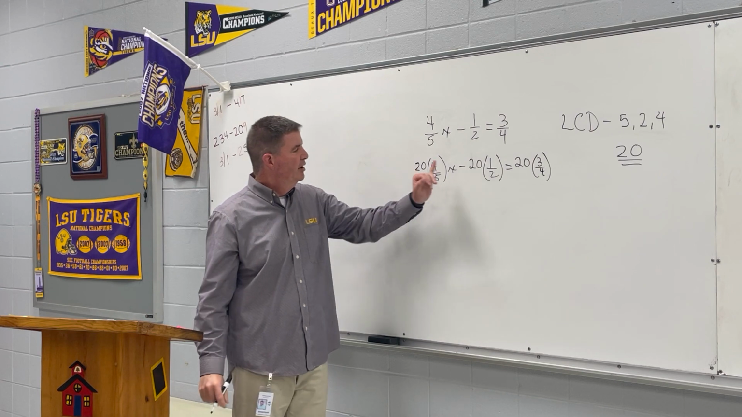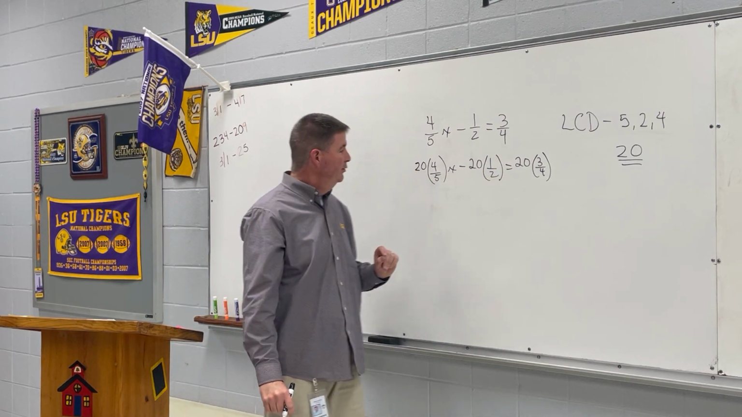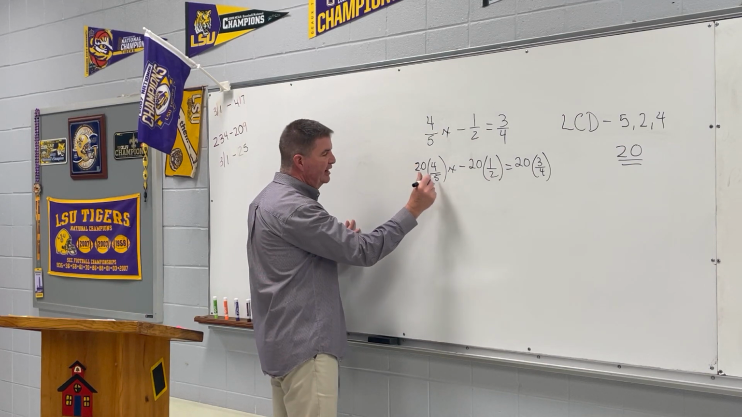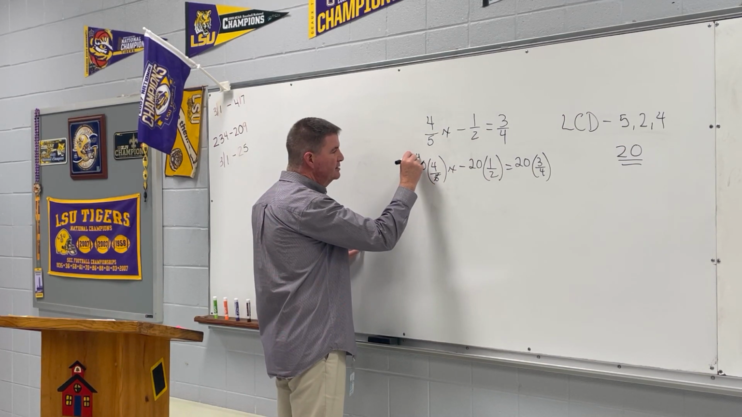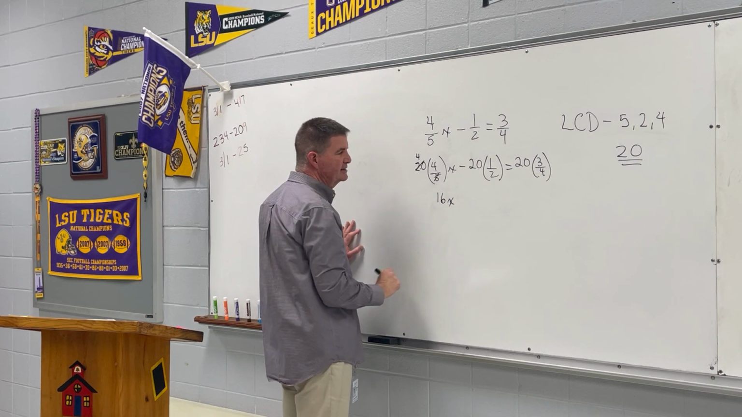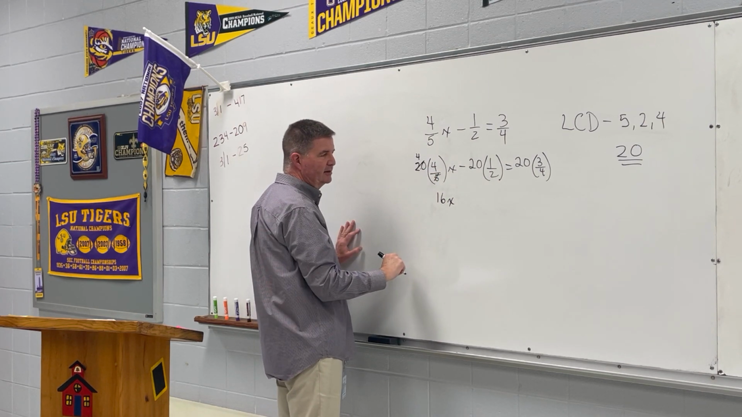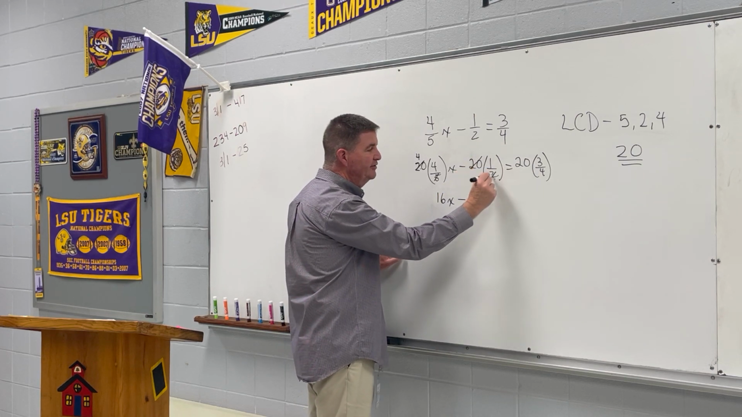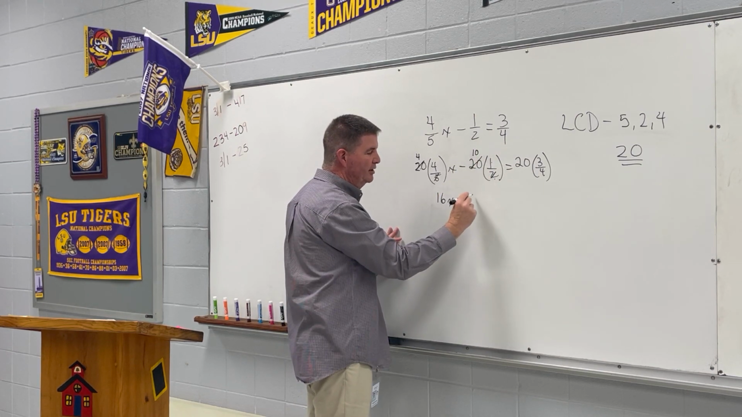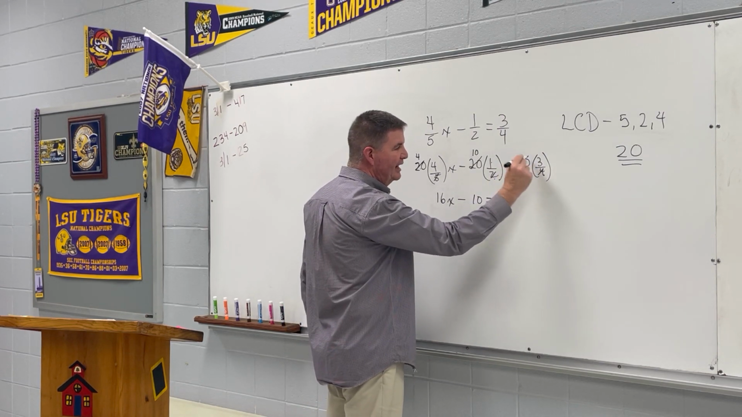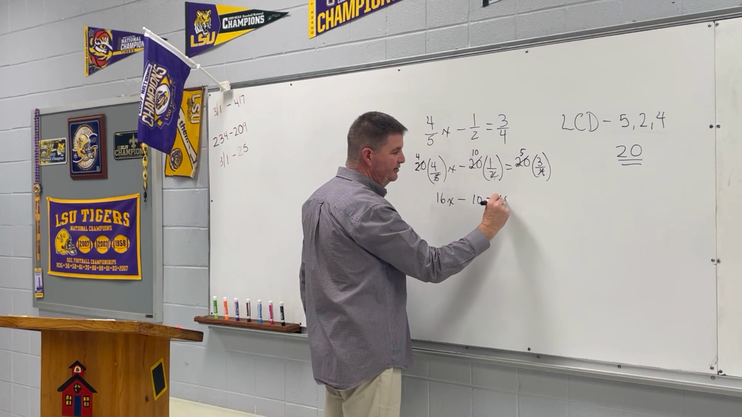Okay, so 20 multiplied by each term. Now what we do is we can cancel since it's multiplied. 20 divided by 5 is 4. So we have 4 times 4, because this 4 is left. 4 times 4 gives me 16x. The x is multiplied also. Minus, here we can do 20 divided by 2, giving me 10. 10 times 1 is 10. And then we have 20 divided by 4 is 5. 5 times 3 is 15.